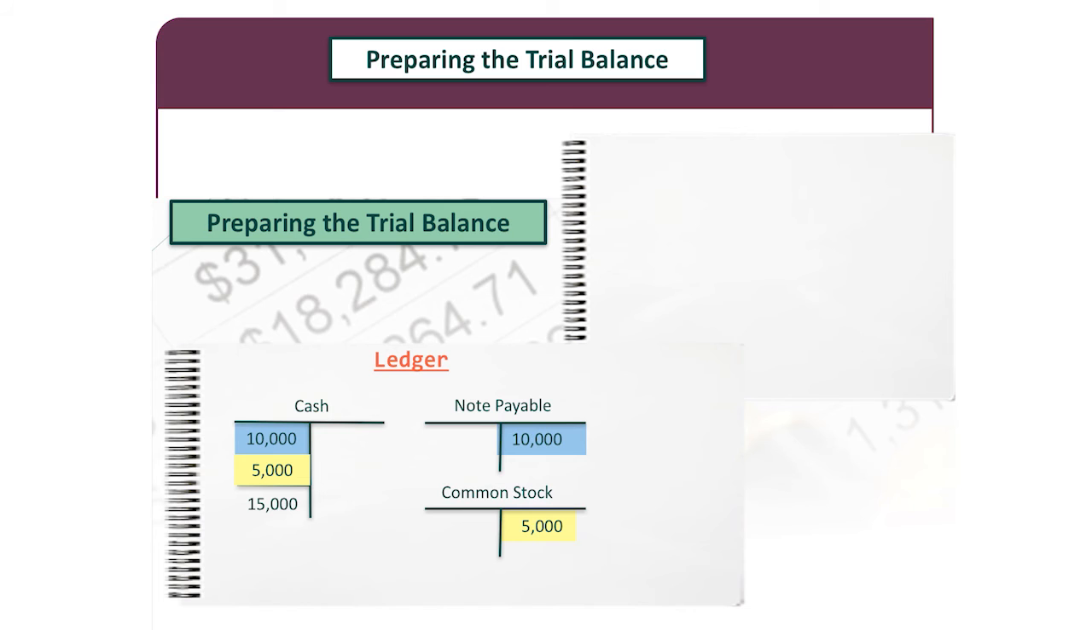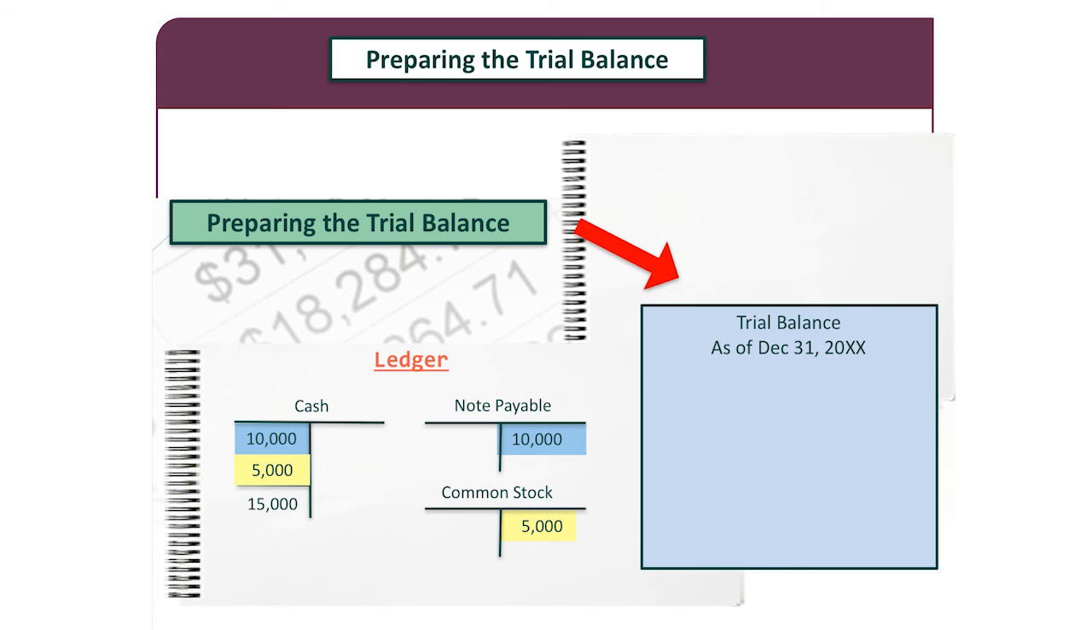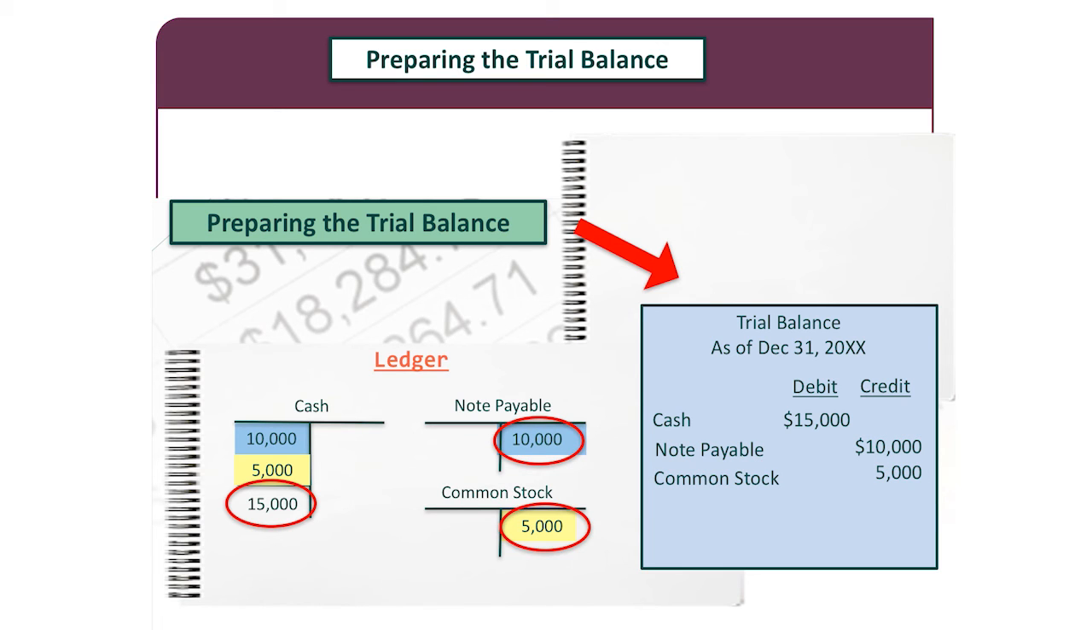We now go to step 4 and prepare a trial balance. This is a listing of all our accounts as of a point in time, showing the balances and if they are a debit or a credit balance. We have cash of $15,000, notes payable of $10,000, and common stock of $5,000. Total debits of $15,000 equals total credits of $15,000. We use the trial balance to prepare our formal balance sheet. See that on the next slide.